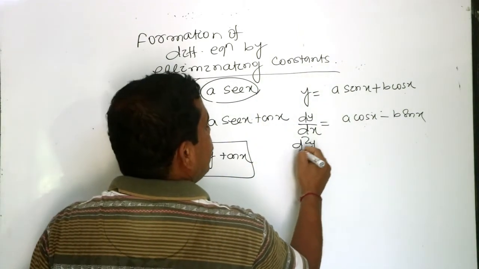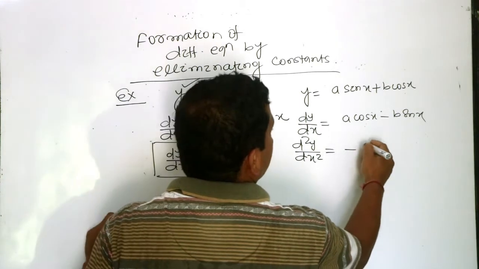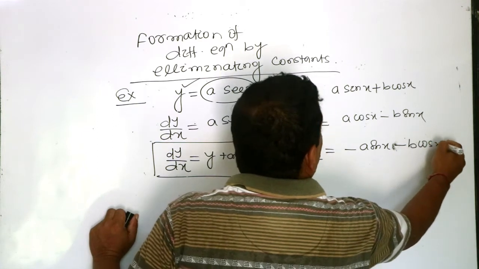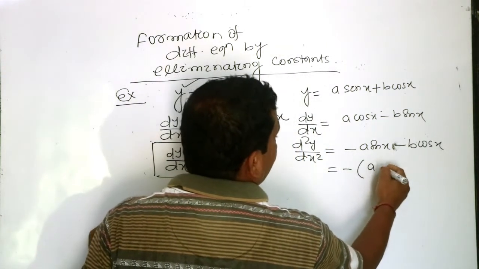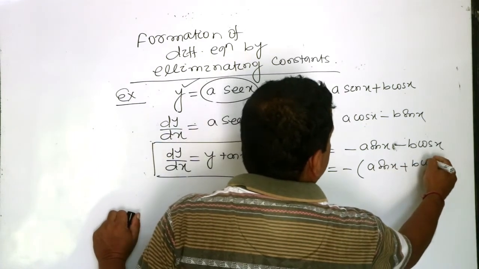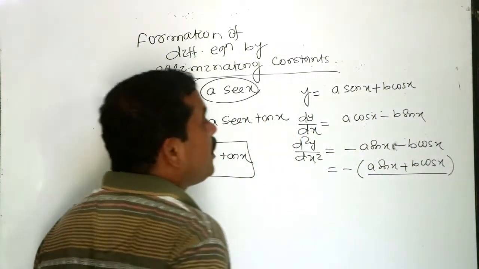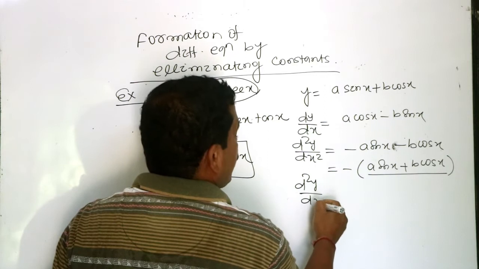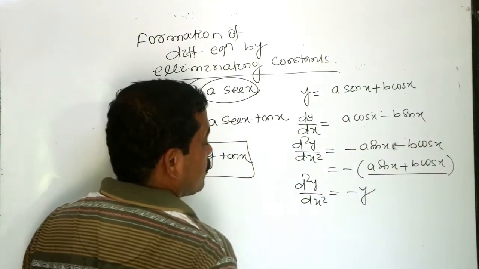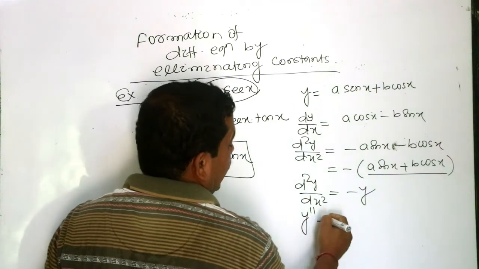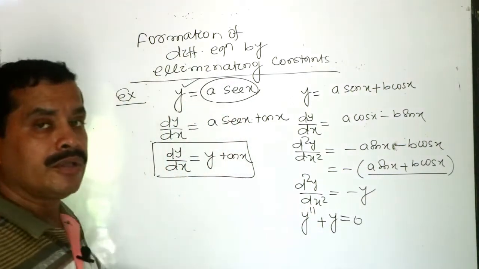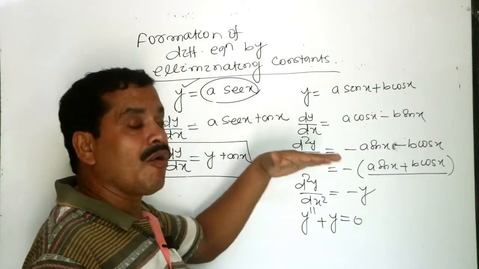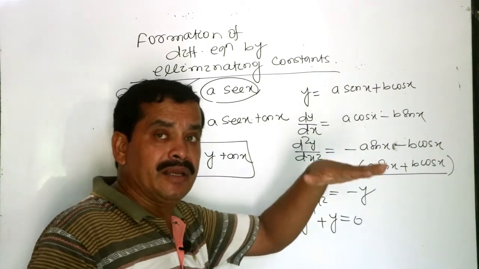Its second derivative is d square y by dx square is equal to minus a sin x minus b cos x. Taking minus common from the right hand side, we have a sin x plus b cos x. Instead of a sin x plus b cos x, we may write y. So the differential equation becomes d square y by dx square is equal to minus y, or that can be written as y double dash plus y is equal to 0. This is the differential equation where a and b are deleted. So this is the process of forming the differential equation by eliminating constants.